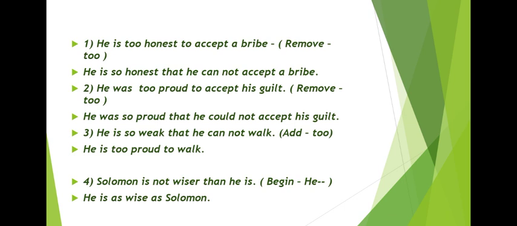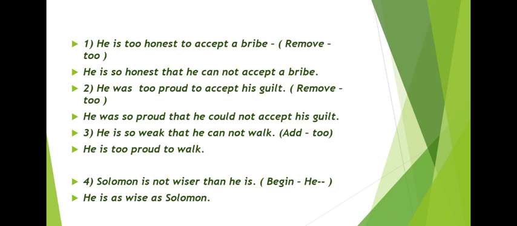Next sentence: He is so weak that he cannot walk. Now, over here, you have to add "too". When you add "too", in place of "so" you have to use "too", and "that he cannot", these four words you have to omit, and you have to use "to" in place of them. Okay? He is too weak to walk.